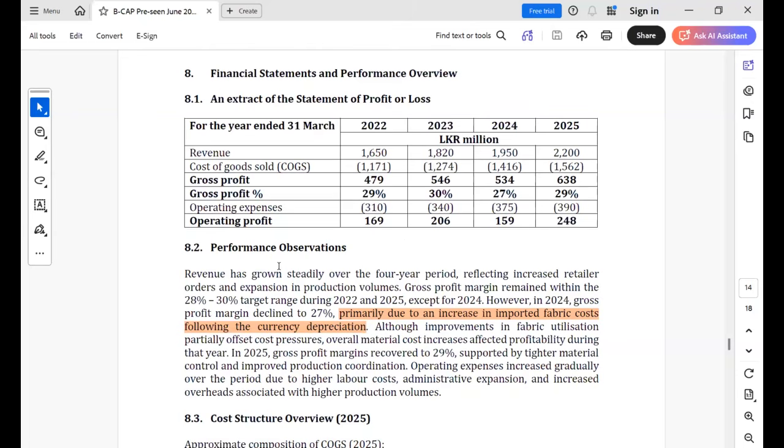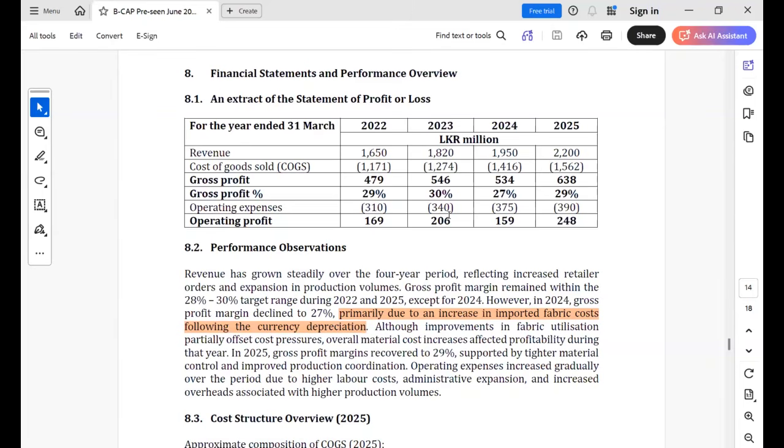So what is the performance observation, right? Revenue has grown steadily over the 4-year period, reflecting increased retailer orders and expansion of production volume. Gross margin remained within the 28 to 30% target range during 2022 to 2025, except 2024. But remember, here there are no budgeted numbers.